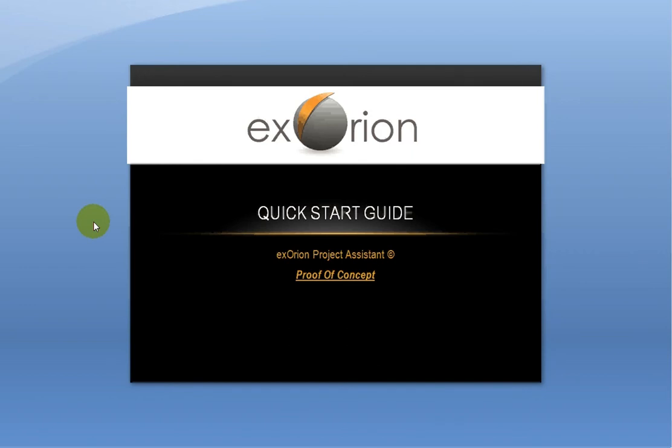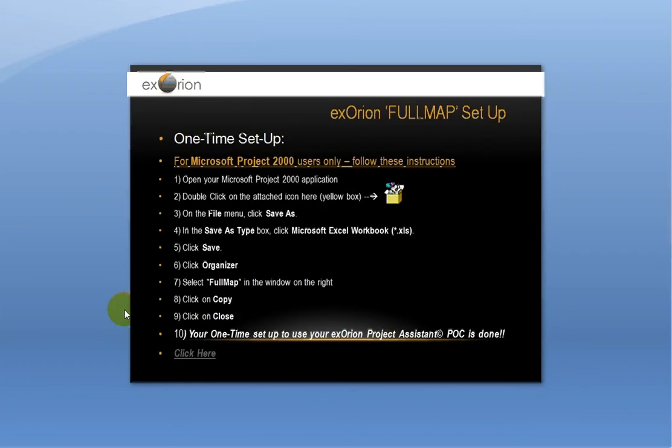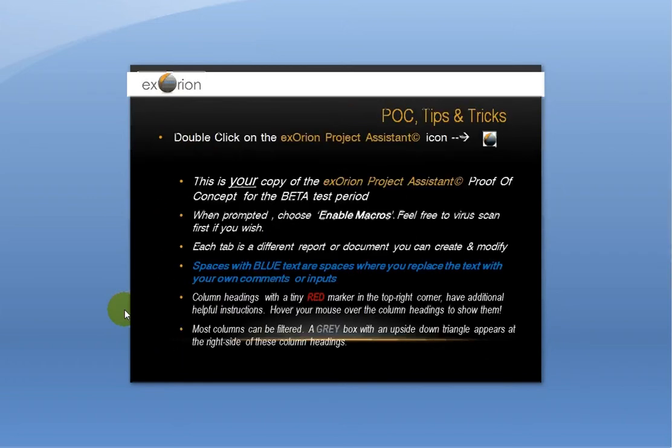If you haven't gone through the one-time setup, you need to go back to that tutorial in order to move forward. So I'd highly recommend that you go back to that one. That's the first tutorial. What we're going to do now is take a look at your exOrion project assistant, your proof of concept. What you probably didn't realize is it's actually embedded in your PowerPoint presentation.